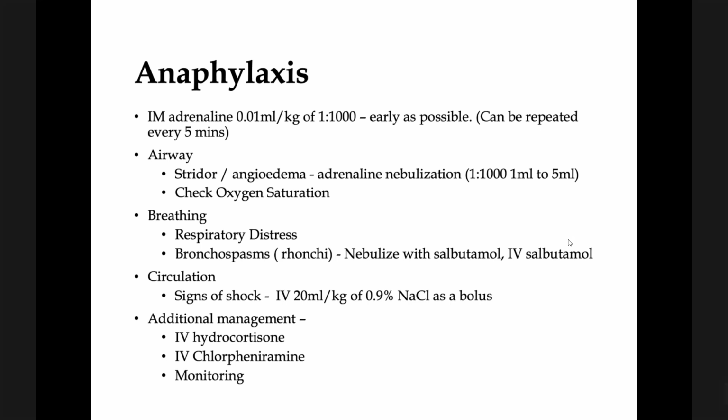So then when you move on to the airway, you might notice certain things like stridor, and you might also get angioedema. And if that is there, you nebulize with adrenaline. So generally, as I mentioned, each vial of adrenaline has 1 ml. So you need to give 5 ml of 1 in 1,000. So you break 5 vials.